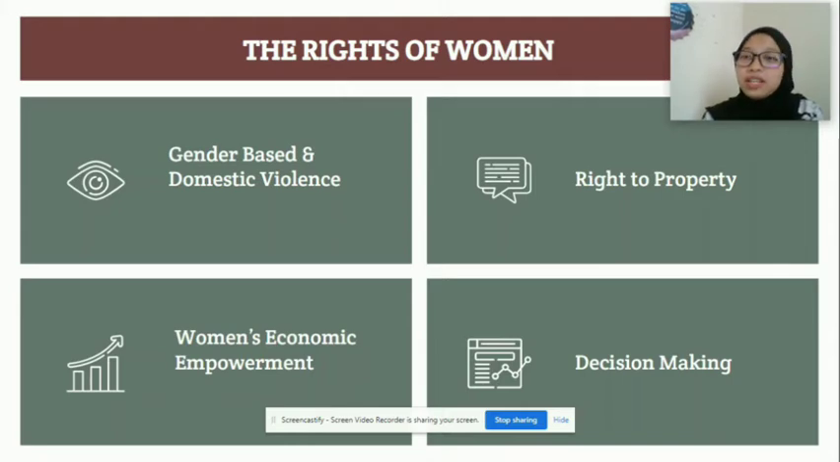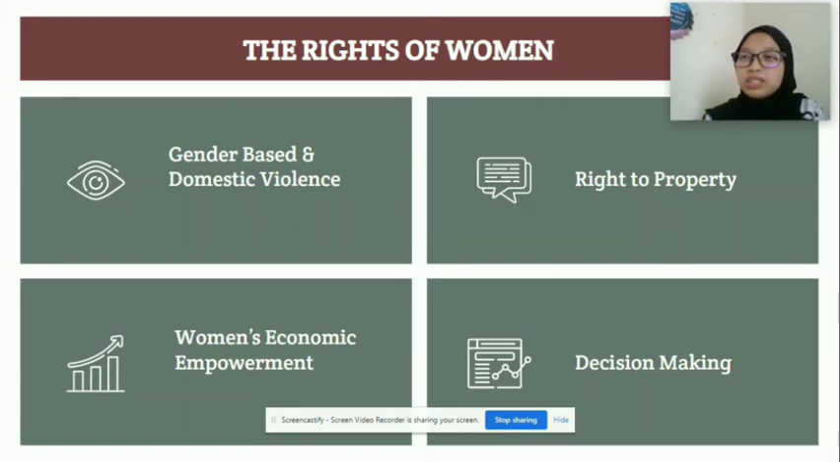Okay, for gender-based and domestic violence, more than half of Albanian women aged from 15 until 49 have experienced at least one form of domestic violence in their lifetimes. Rural women, those with little or no education, and married women are most affected by the phenomenon.